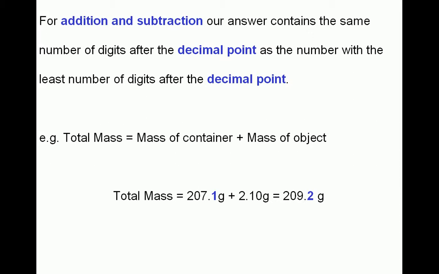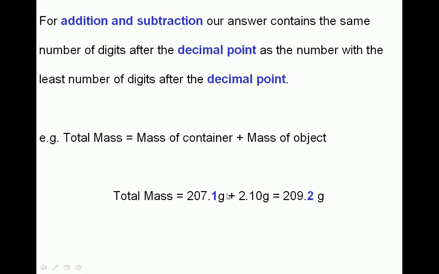So if I was measuring the total mass of an object in a container, and I measured the container separately, and then I measured the mass of the object separately and added those two numbers together to get the total mass. If I was doing that exercise, which seems a little bit pointless. Why not just put the object in the container and measure it all at once? Then I would add the mass of the container to the mass of the object.